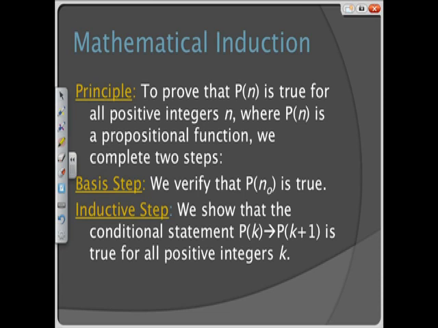So here's where mathematical induction comes in. The principle is to prove that P of n is true for all positive integers n, where P of n is a propositional statement or function. And we can complete this in two steps. The basis step is where we verify that a certain base case of P of n is true. We denote this P of n naught. And now this leads us to our inductive step, in which we wish to show that since P of k is true, then P of k plus 1 is true for all positive integers k.